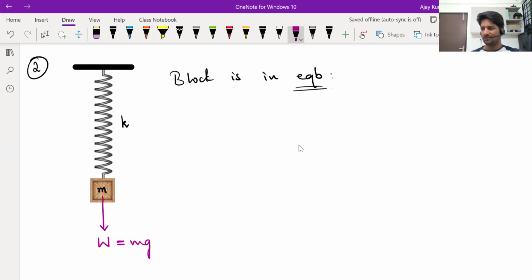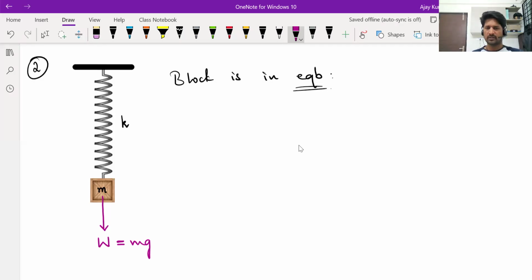Normal force will act on an object when it is in contact with any other surface. What will exert normal force on this block, you tell? Okay, there won't be any normal force. What else? Sir, tension exerted by the spring. Okay, so we call it spring force.